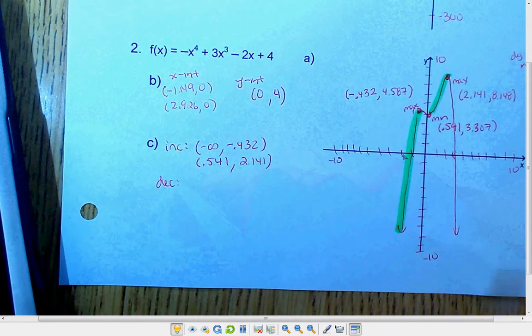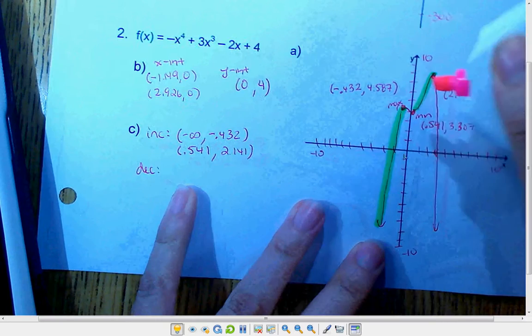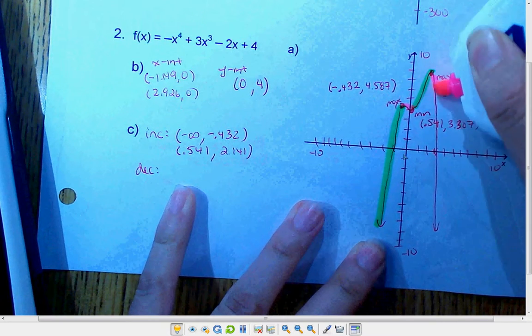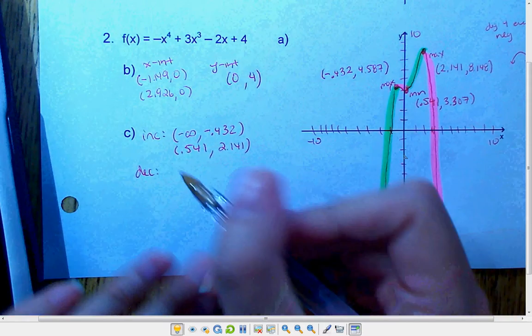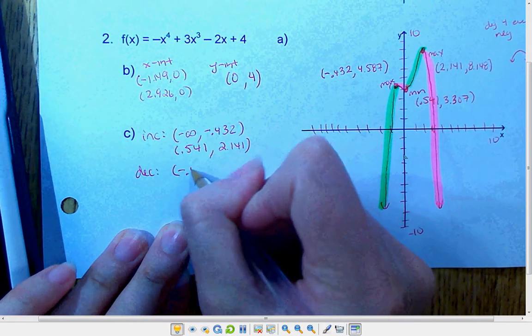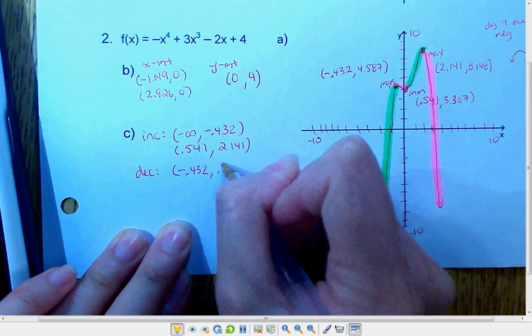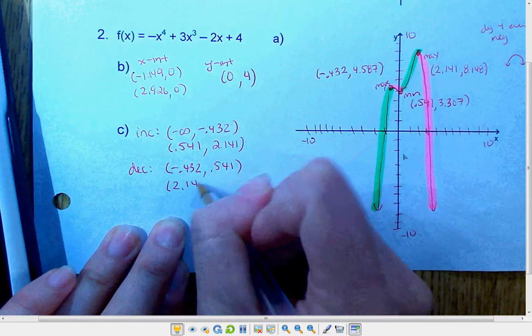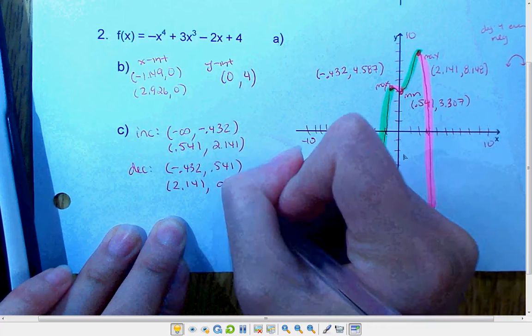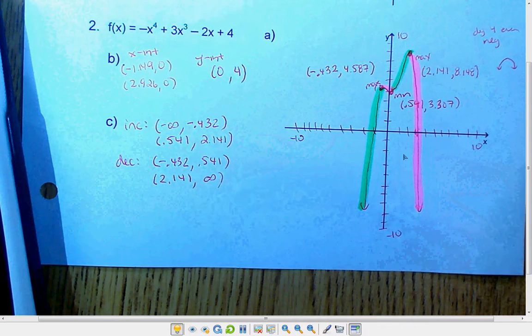And my function is decreasing in this section and this section. So again, I'm going to have 2 intervals. My first one is from negative 0.432 until 0.541. And my second one is from 2.141, and then it keeps on going, so to positive infinity because it's going to the right.